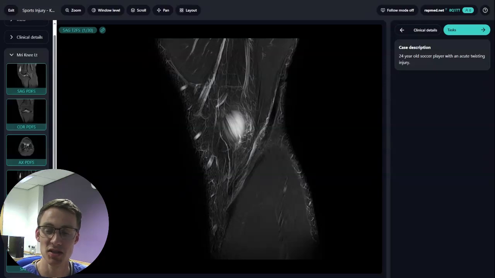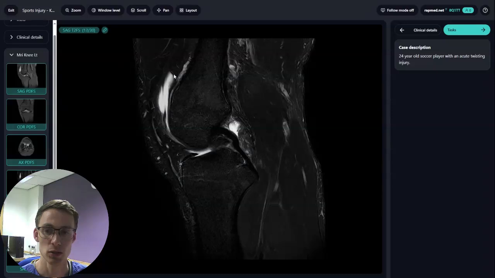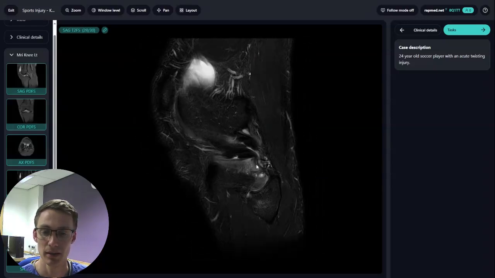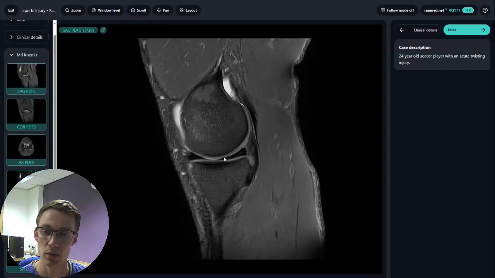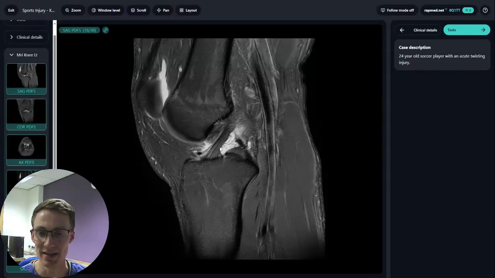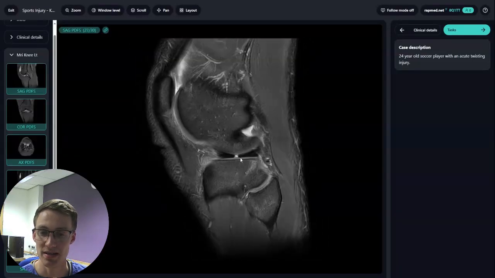So starting with the sagittal T2 fat saturated images, we can see that there's a knee joint effusion as well as bone marrow edema in the posterior peripheral aspect of the lateral tibial plateau. As we come onto the proton density weighted images, we see that the medial meniscus, the PCL and the ACL are all intact. But as we come into the lateral meniscus, we can see here there is a radially orientated tear in the body of the lateral meniscus.